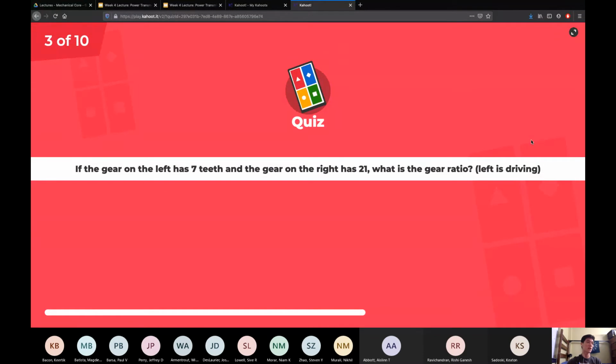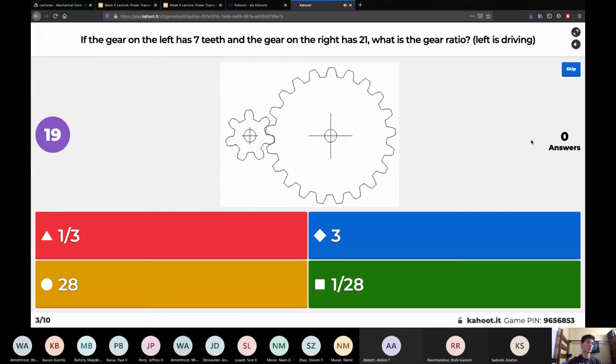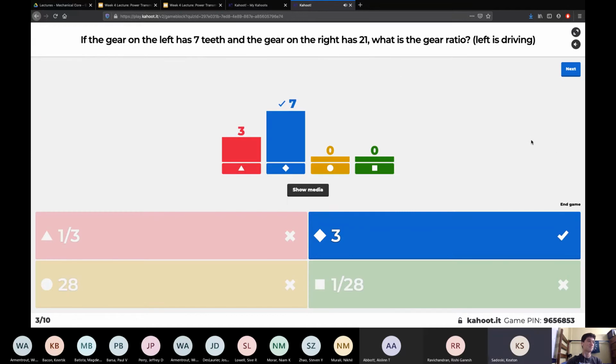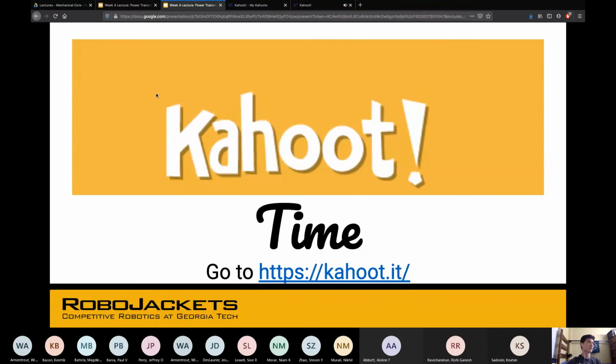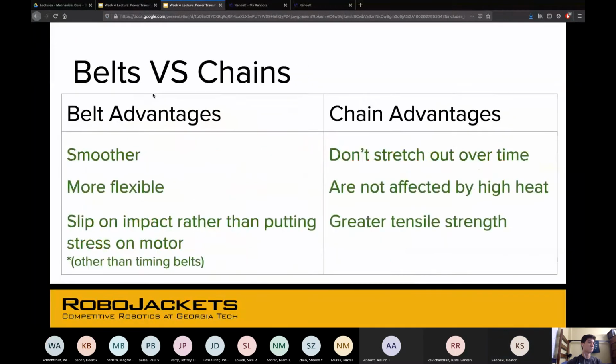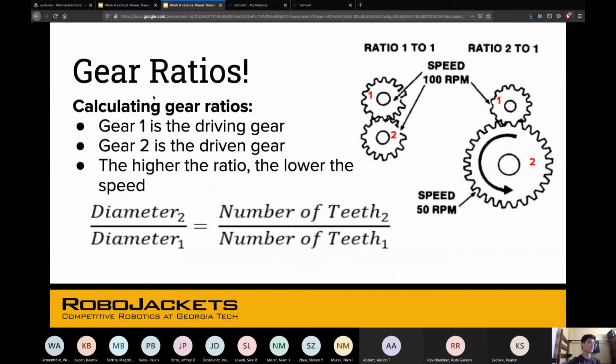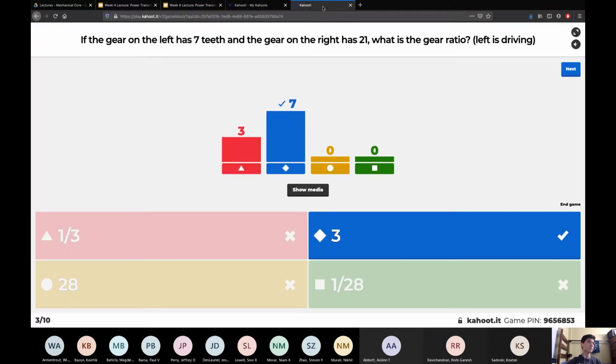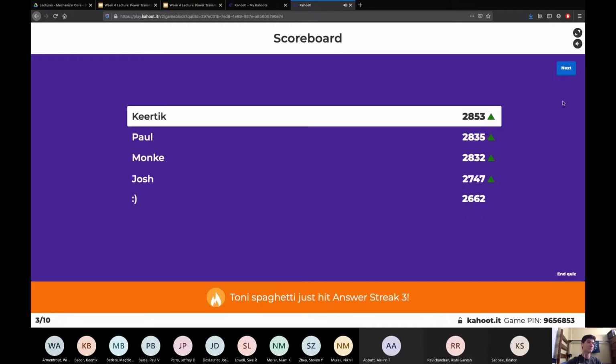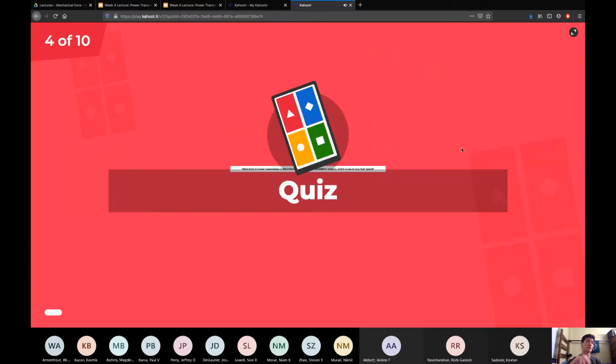Gear on the left has 7 teeth. Gear on the right has 21. What is the gear ratio? Oh, I may have not covered this. It was on the slide. I just didn't talk about it. All right. Well, I'm glad it was between these two. But yes, so I'll go back so that you can see it. So the driving number of teeth is on the bottom. So it'd be 21/7. Ooh, frowny face for frowny face.